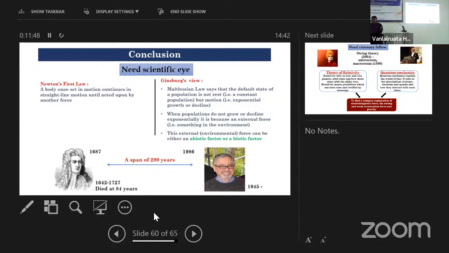This is the man, Weber, who pointed out there is a similarity between Newton's first law and the Malthus law. But for about 300 years, everything was known. Newton's law was known and Malthus law was known, but someone has to look for the similarity and point it out. It took about 300 years.